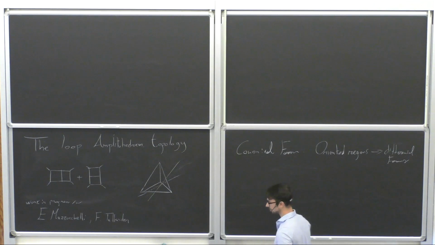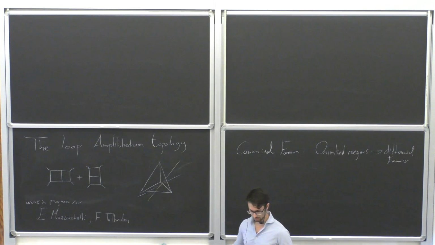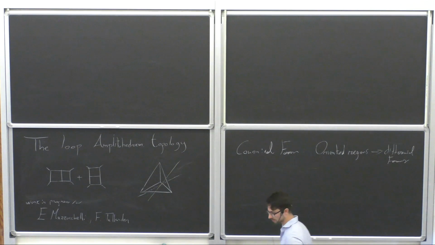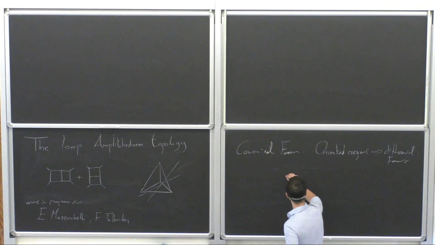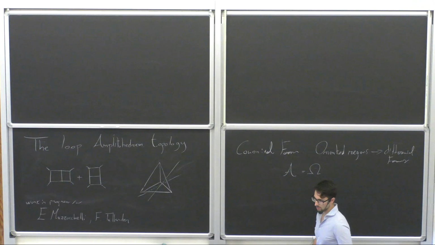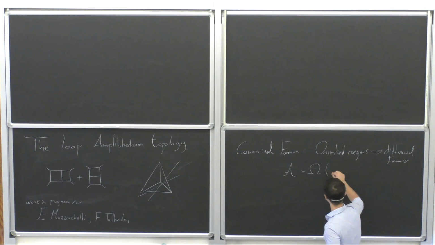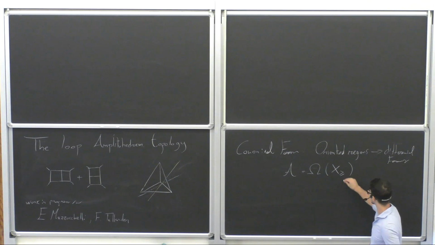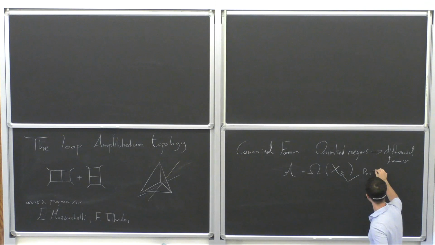And dlog forms are pretty much characterized by their residues under certain conditions. Roughly, some physical quantities that can be written as dlog forms, we will be able to write as the canonical form of some region. And when this is possible, we call this region a positive geometry.